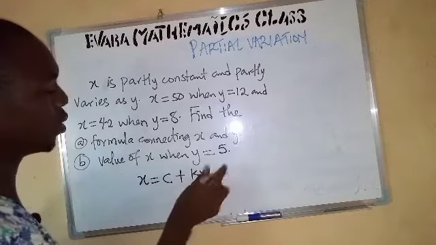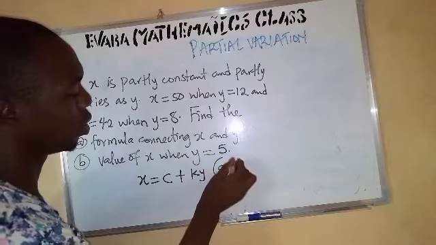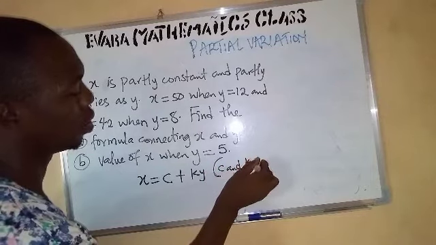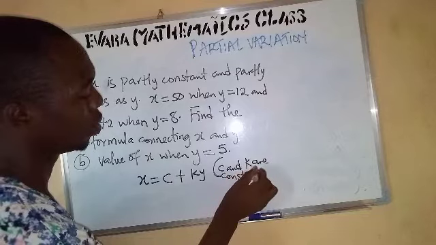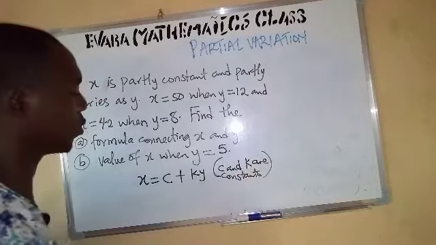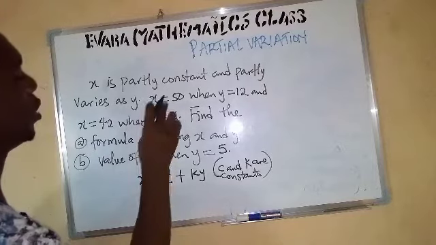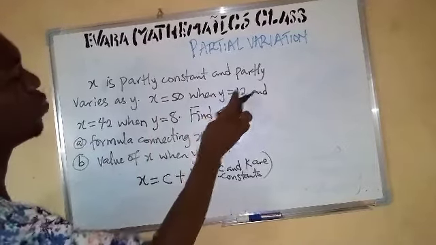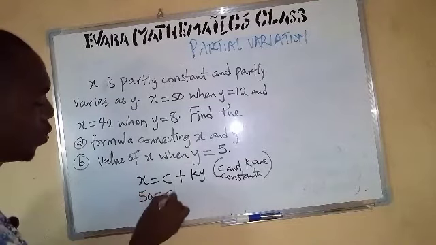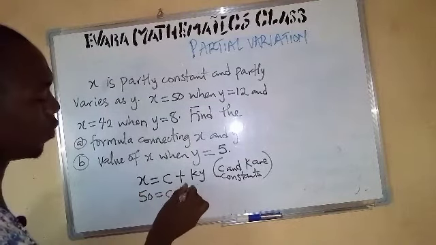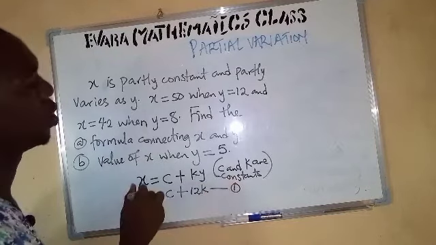So this is how we represent it, but you have to indicate that c and k are what? They are constants. C and k are constants. So we are given two values of x and y. When x is 50, y is 12. So 50 equals c plus 12k. We take this as equation 1.